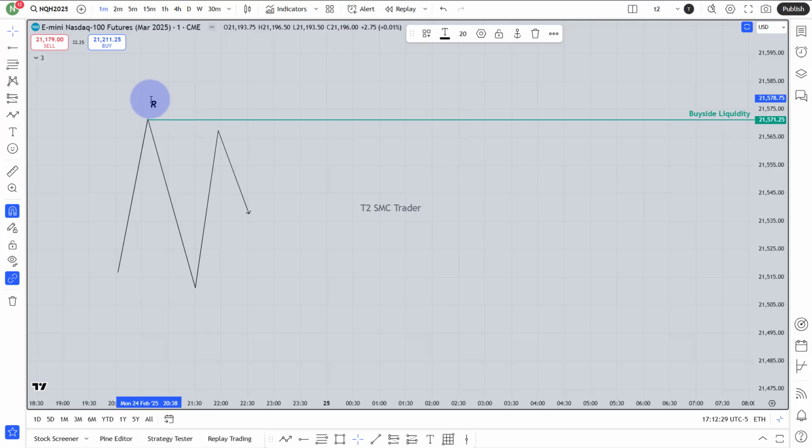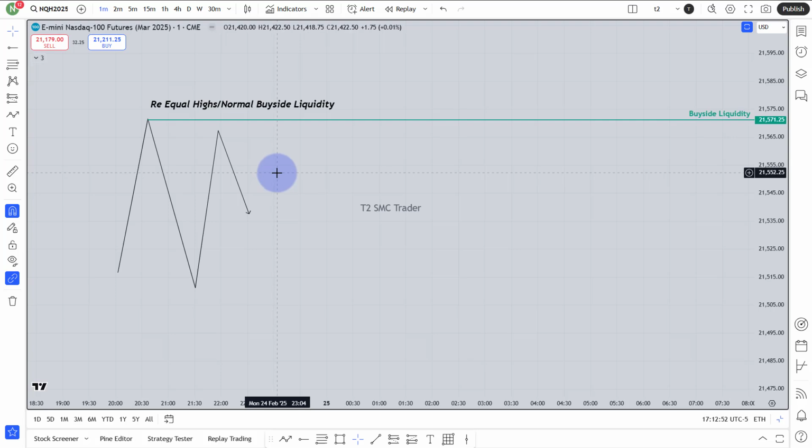Okay, so relatively equal highs or normal buy side liquidity. This is gonna be our normal buy side liquidity.